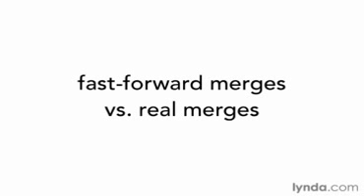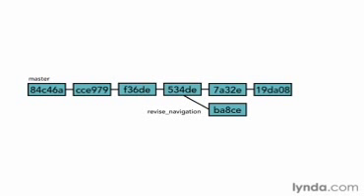In this movie, I want us to understand the difference between fast-forward merges and real merges. When I first gave you an example of what a merge looks like, I said that it looked something like this, and then we made a merge commit that brought those two branches back together, and it did it with a new commit. But that's not what actually happened in the last movie when we did our first merge.